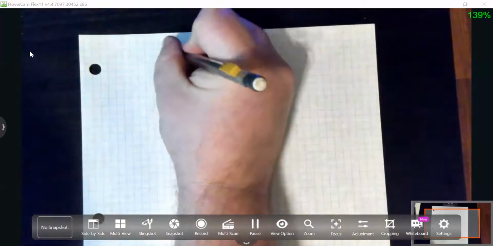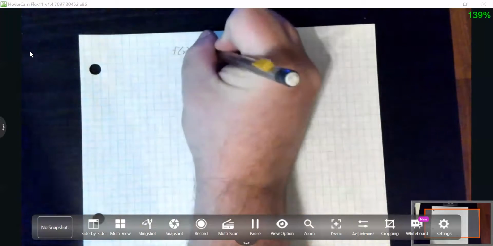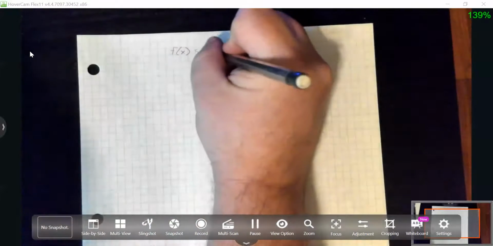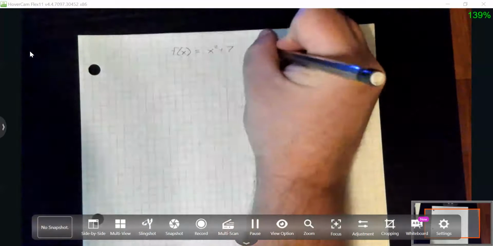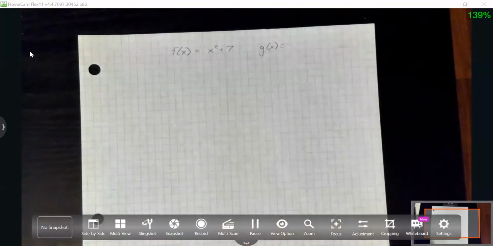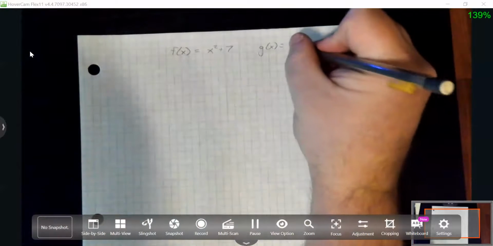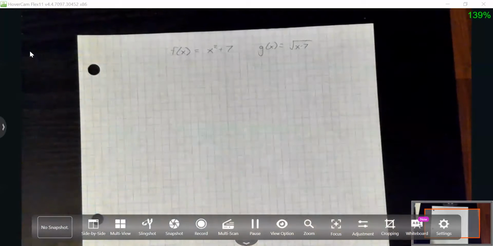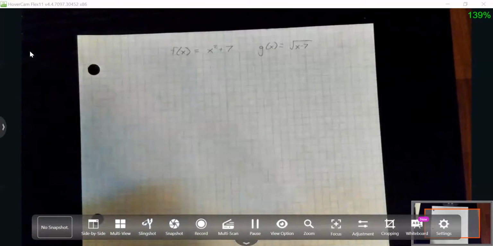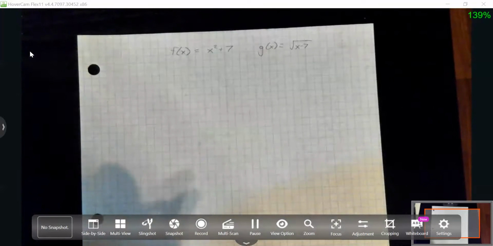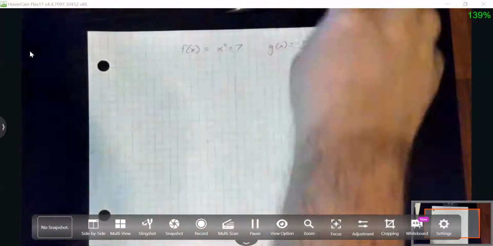So let's say that we had two functions. We had f of x equals x squared plus 7, and we had g of x equals square root of x minus 7. In order to show that two things are inverses, or to prove they're inverses, we had to do the composition of functions from way back when in this year.